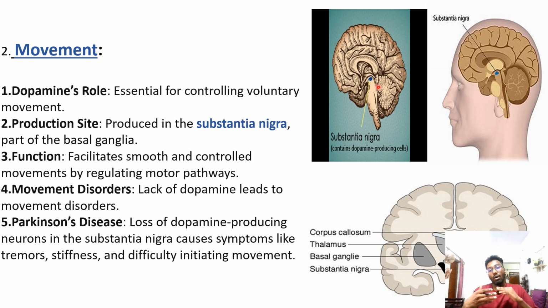I am sure you have all heard of Parkinson's disease. Most of you know Parkinson's disease is due to the lack of dopamine. So my question is, where is this dopamine released from? It is released from the substantia nigra. So when there is a lack of dopamine from the substantia nigra, it can lead to symptoms like tremors, stiffness, and difficulty initiating movements. These are the characteristic symptoms of Parkinson's disease. Let's see again: in Parkinson's disease, loss of dopamine-producing neurons in the substantia nigra causes symptoms like tremors, stiffness, and difficulty initiating movement.